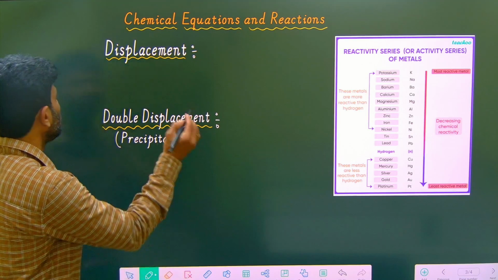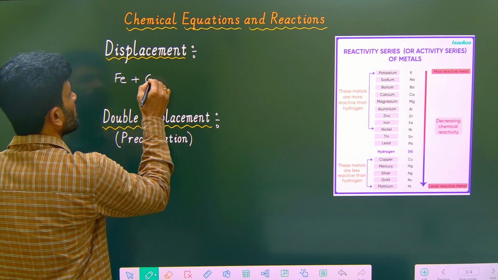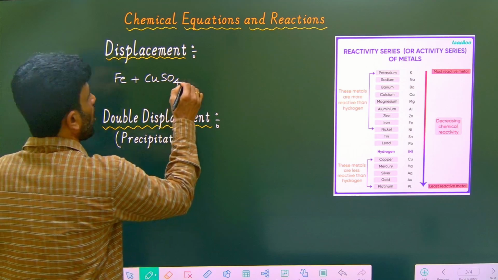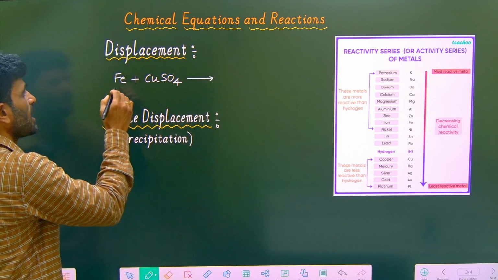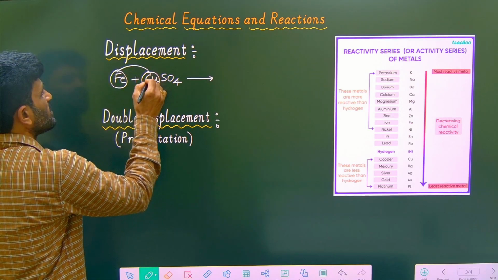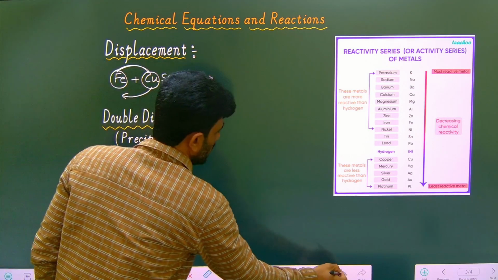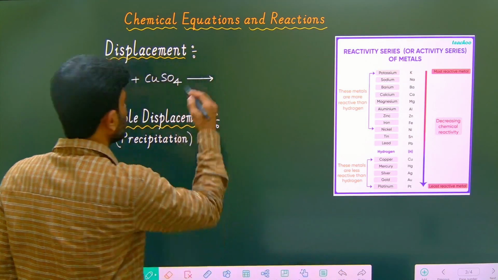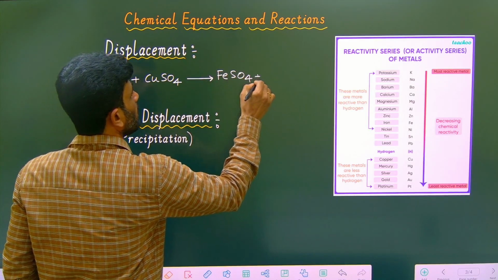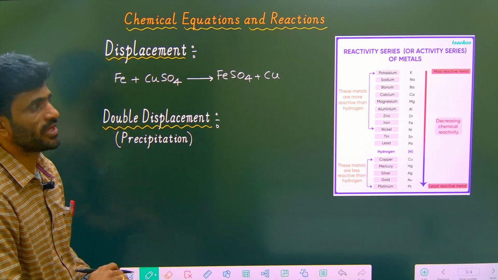For example, we will take Fe as the highly reactive metal, and then a copper salt, CuSO4, is the salt. Now after the reaction what happens? Because iron is more reactive than copper, iron displaces copper. So iron will combine with sulfate, and copper will be sent away. It will become FeSO4 plus Cu. Iron is replacing copper because iron is more reactive than copper.